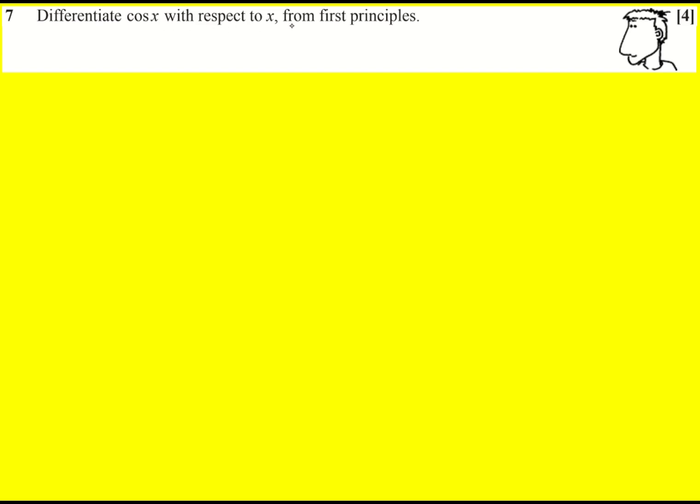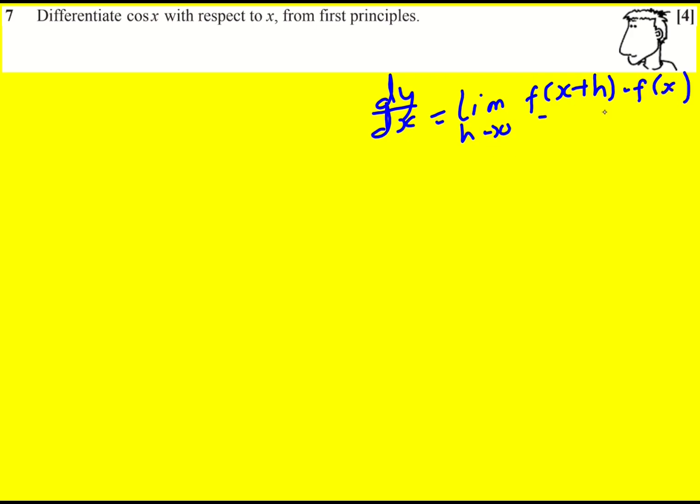Differentiate cos x with respect to x from first principles. So first up, dy by dx is given by the limit as h tends to 0 of f of x plus h minus f of x, all over h.